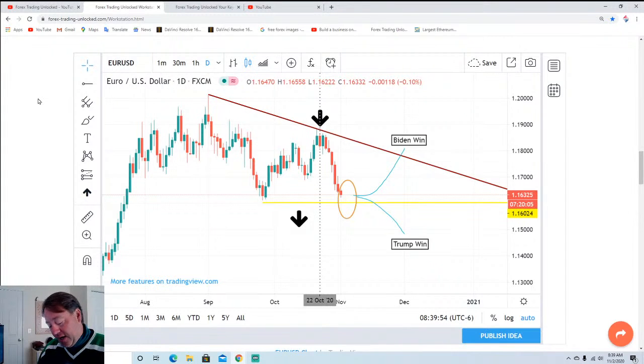Remember, this is an event trade. If you're not already in some sort of option play or direct, stay out for the next couple days. There's no reason to be in the market whatsoever until Wednesday.